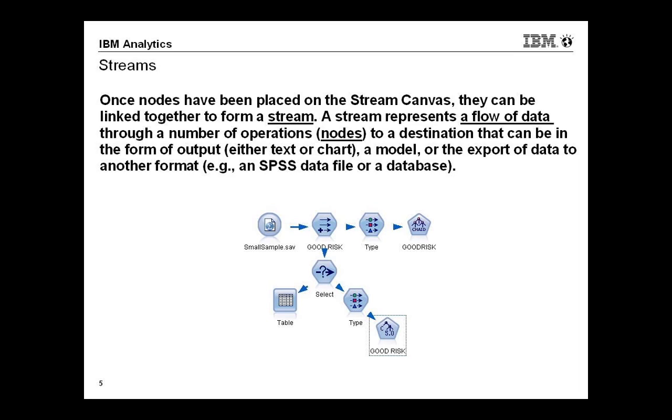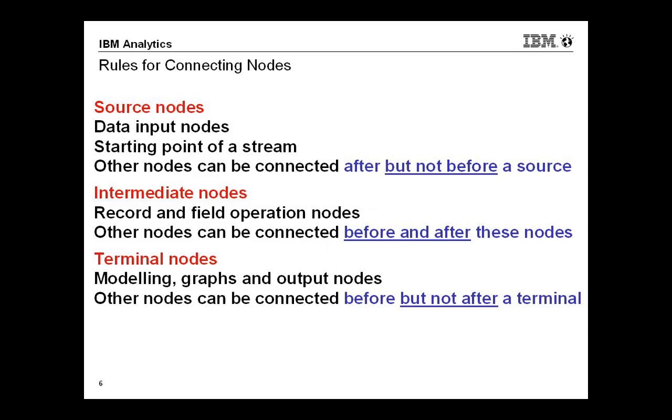So there's several rules for connecting nodes. There's the source nodes. They are the nodes for actually taking in the data source and inputting it. That's the starting point of a stream, and other nodes can be connected after the source nodes, but not before them. Then we have intermediate nodes, which are record and field operations for data aggregation, transformation, and pre-processing. Other nodes can be connected before and after them. They're in the middle. And then the terminal nodes are modeling nodes, graph nodes, output nodes, etc. So other nodes can be connected before these nodes, but not after the terminal nodes.